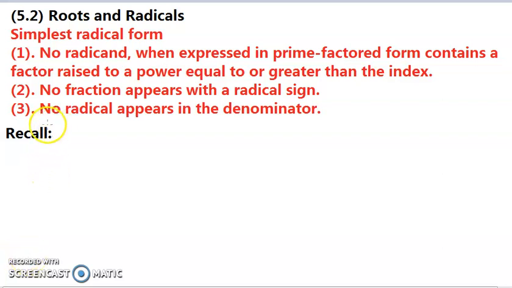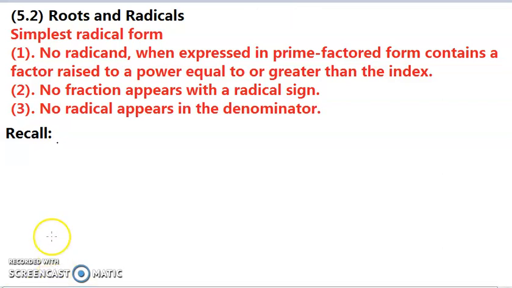In this video, we're going to continue to look at roots and radicals. Similar to fractions, any radical must be simplified. So when we have fractions, say 4/6, we must reduce it to 2/3 to get rid of the common factors, and we call 2/3 simplest form. But for radicals, what will be the simplest form? Here are the three rules.